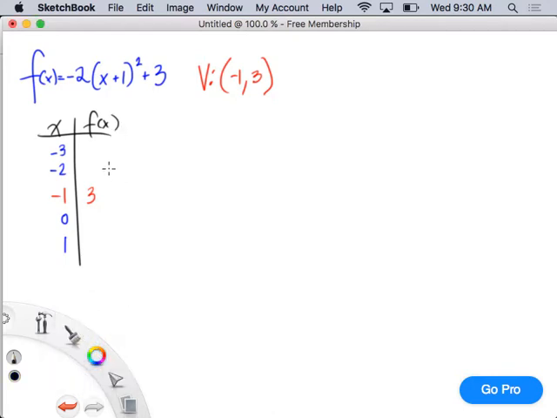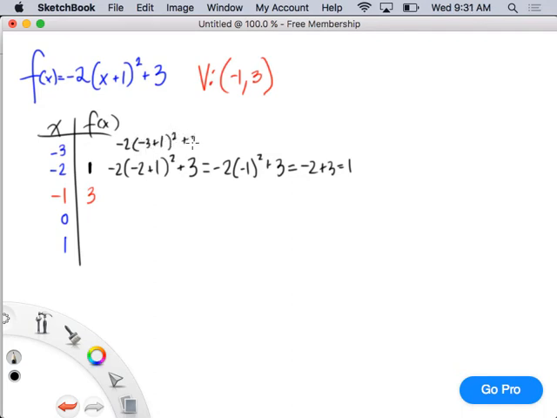Plug in the numbers, negative 2 plus 1 squared plus 3, was negative 2 times (negative 1) squared plus 3. Negative 1 squared is 1, so it's negative 2 plus 3 equals 1. There you go. Next one, plug in negative 3. Negative 2 times (negative 3 plus 1) squared plus 3 equals negative 2 times (negative 2) squared plus 3 equals negative 2 times 4 plus 3 equals negative 8 plus 3, which is negative 5.